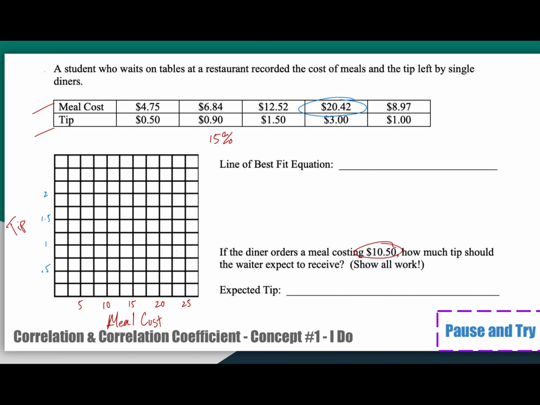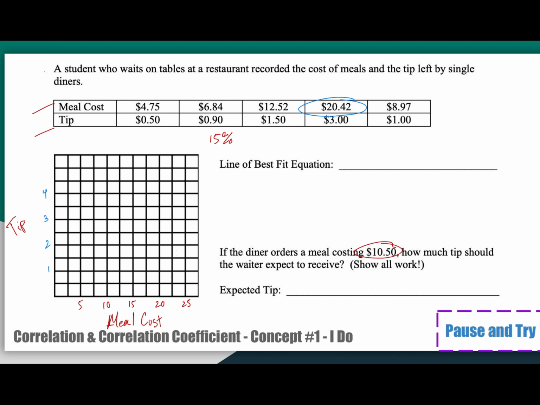Yeah, I messed that up. I need to go down one. Okay, let's try this again. Let's go 1, 2, 3, 4. And I know that we won't be using our whole graph, and that's okay.